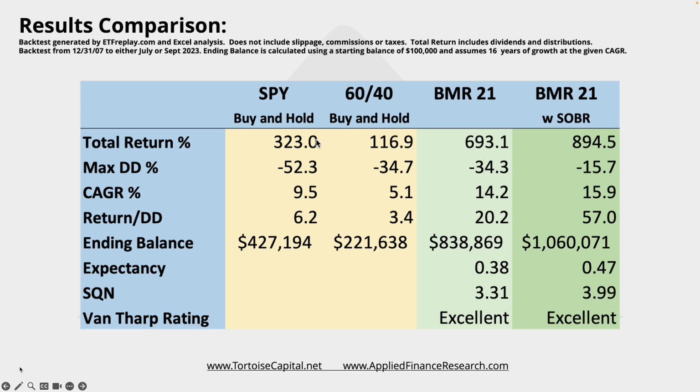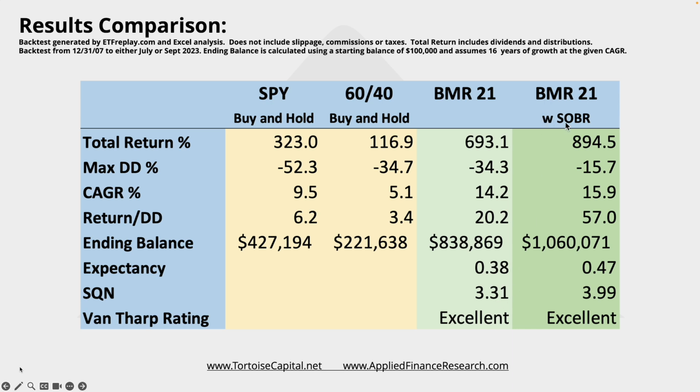We essentially have twice the return of S&P 500 on slightly less than the maximum drawdown of 60/40. We have a compounded annual growth rate of 14.2, a return to drawdown ratio of 20, which blows S&P and 60/40 out of the water. Our ending equity on a hypothetical $100,000 account is quite a bit higher. Excellent expectancy, excellent SQN, and Dr. Van Tharp would call this system excellent.